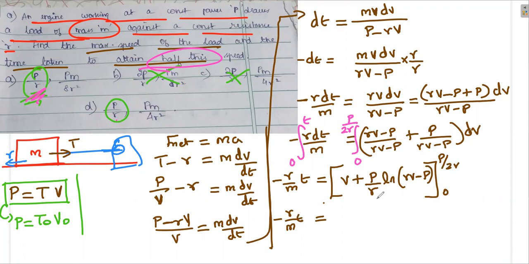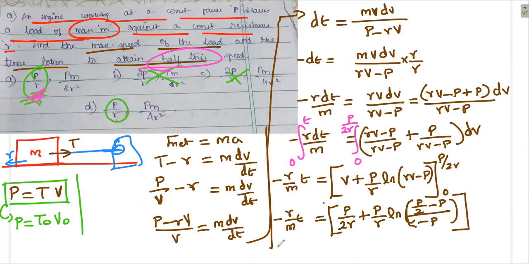So minus r by m t is equal to: first apply the upper limit. Where v appears, because the integration is with respect to v, put p by 2r. So it is p by 2r plus p by r ln of... upper limit, putting p by 2r in place of v in rv, it becomes p by 2 minus p. Minus the lower limit: putting 0 gives minus p. I don't have enough space, so I'm just doing it like this.